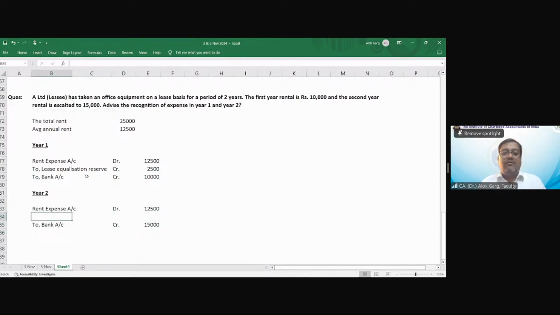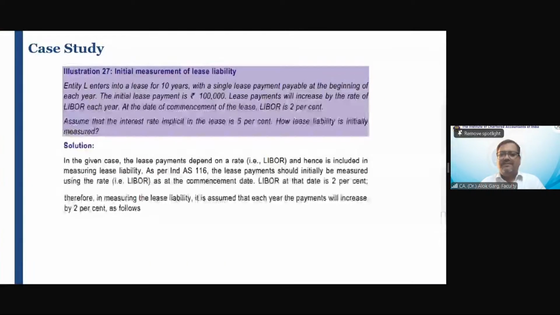Where will the difference go? Lease equalization reserve. Whatever you have credited, that will be debited. 2,500, right? So this is the meaning of the lease expense having to be recognized on a systematic basis or a straight line method. Is that clear? Simple concept. Clear in mind.